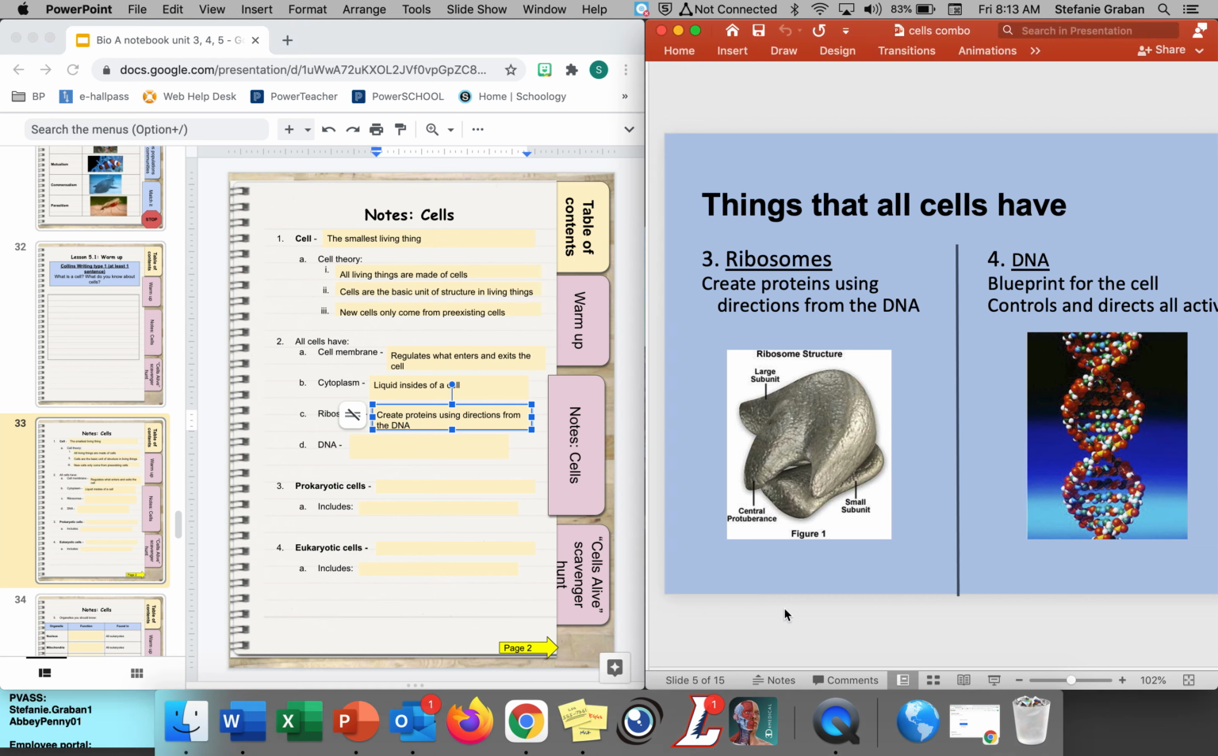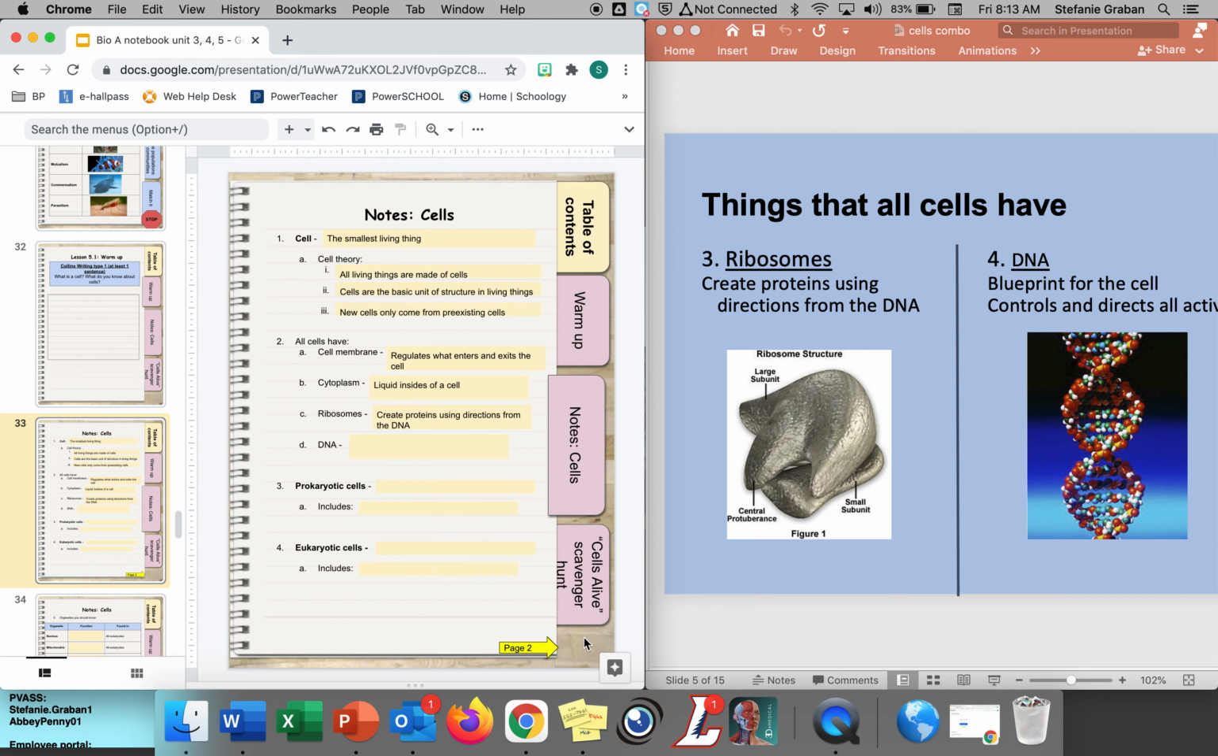Okay. You'll see more about that process when you get to BioB, how we make proteins from DNA. It's actually super easy. It's like the easiest unit in all of biology. And DNA is what controls and directs all the activities of a living thing. So everything about you, everything that you are or ever were or ever will be is in your DNA.